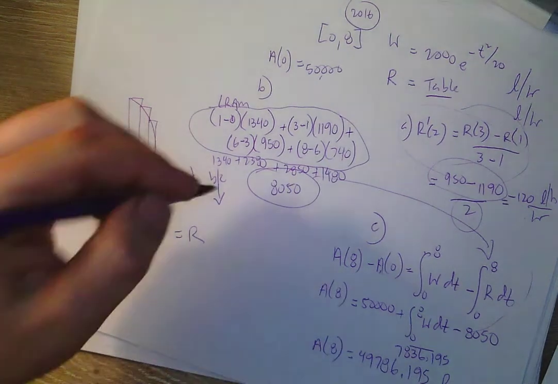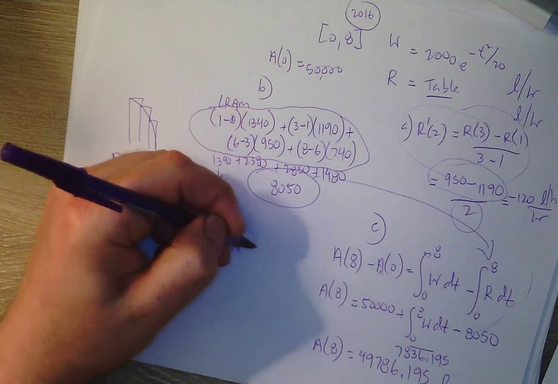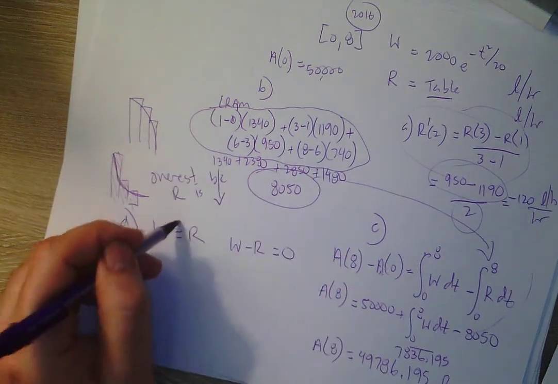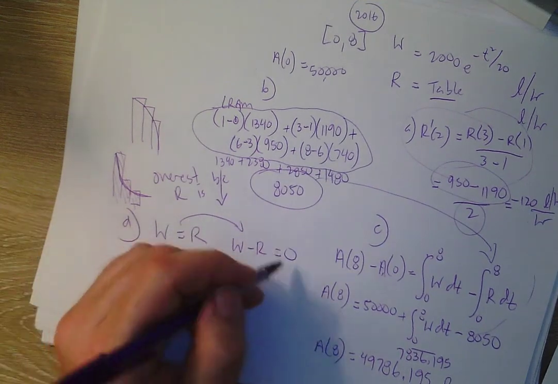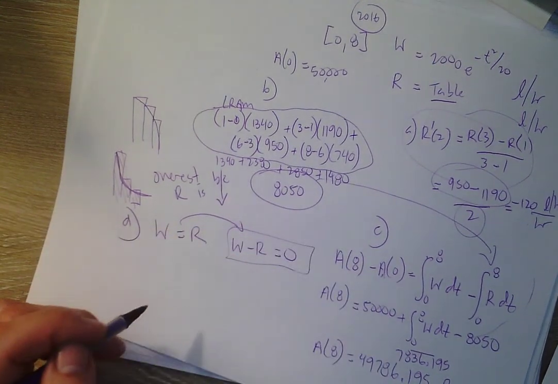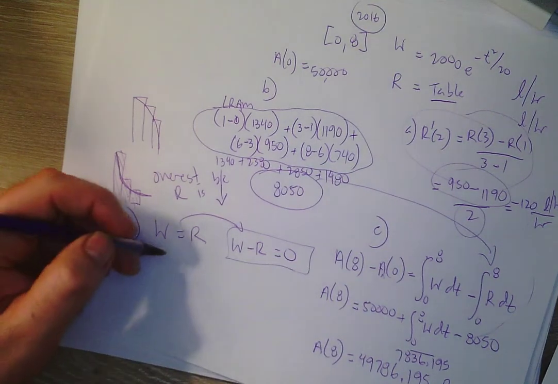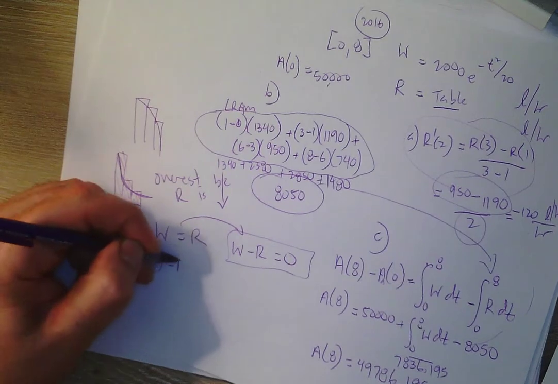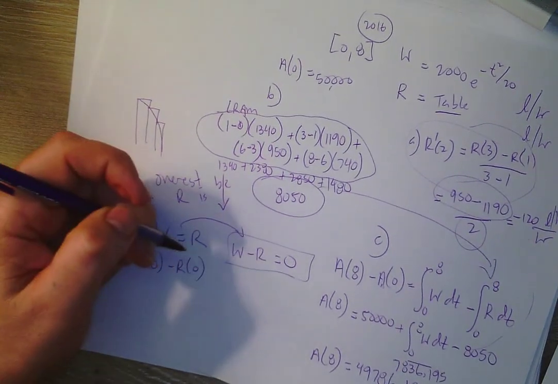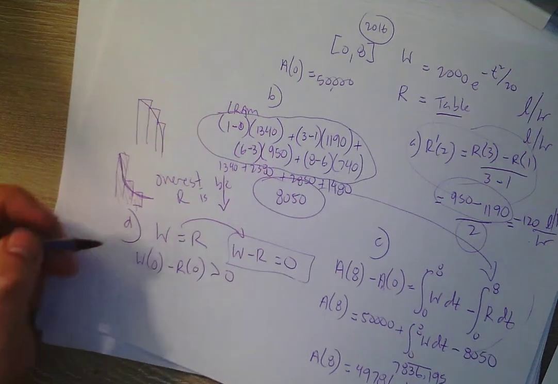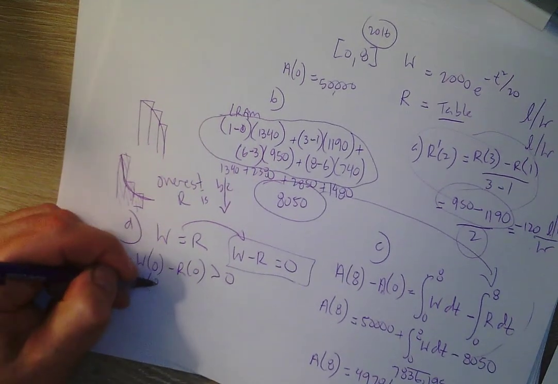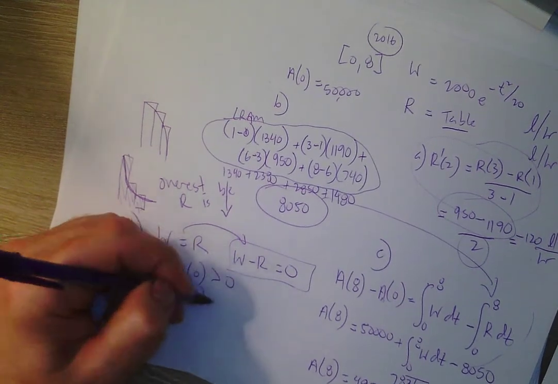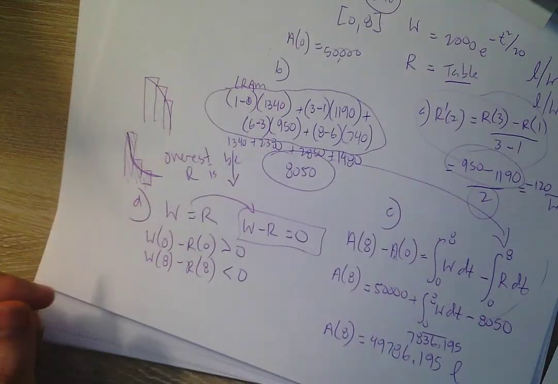And so we know that W minus R would equal 0, right? And so this is the place when the rates are the same. Well, let's find what the rates are at time equal to 0. W of 0 minus R of 0. And when I did that, I got a positive number. And then I checked the other endpoint, and I got a number that was less than 0.